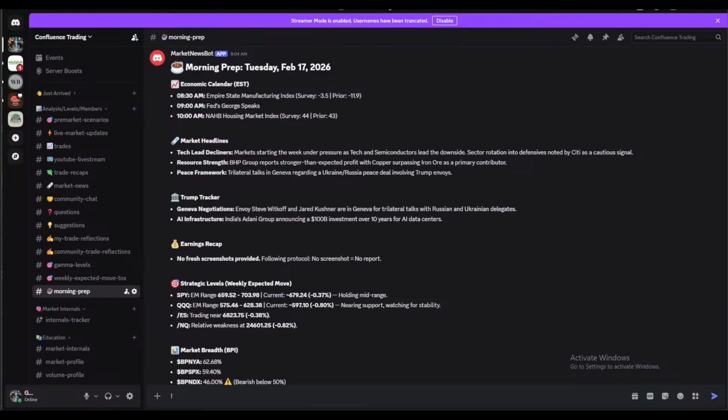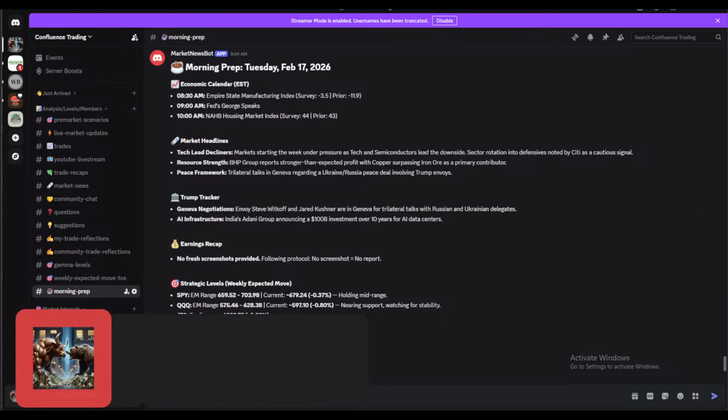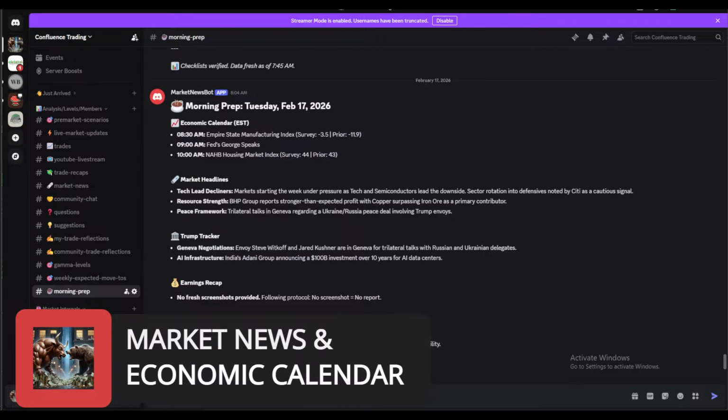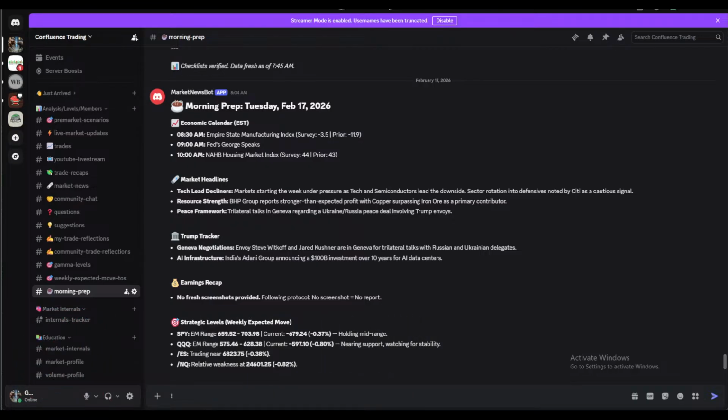Okay, we'll get into some other news here too. Economic calendar for today. We have the Empire State Manufacturing Index that already happened. NHB Housing Market Index at 10 a.m. And we can just see that the market's starting the week under pressure, with tech and semiconductors leading the downside. We talked about this.